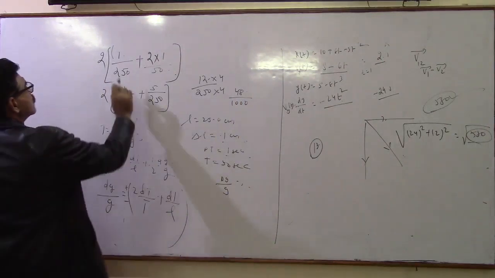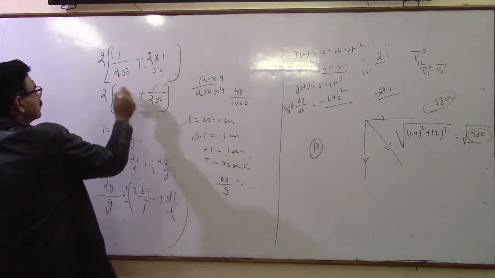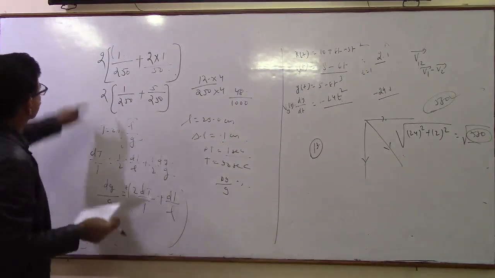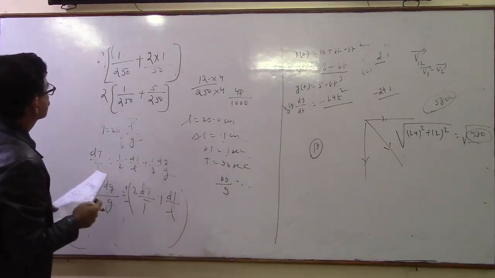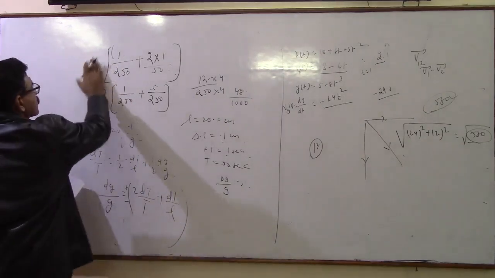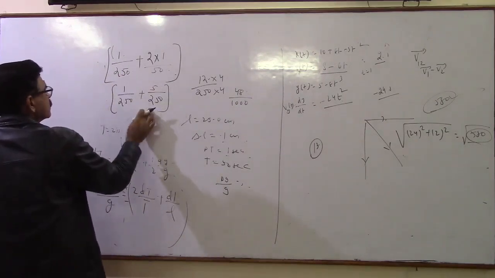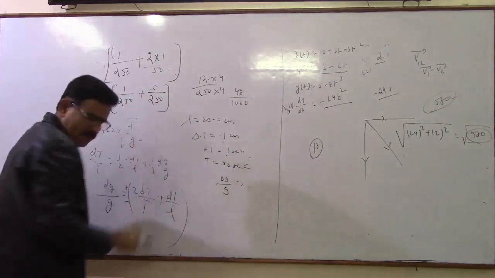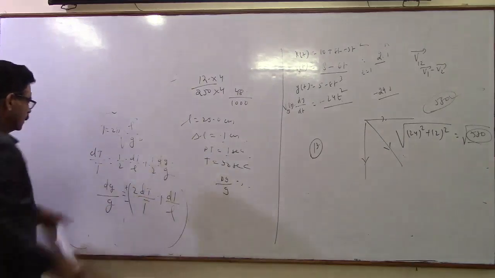Something is wrong. This will be 11. Why have I written this 2 outside? This 2 is here with delta t, so this 2 will not come here. Something should have come, 44. Let us see once again. Let us put the values and see.